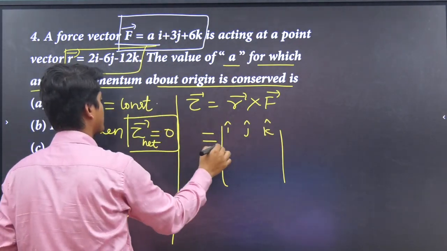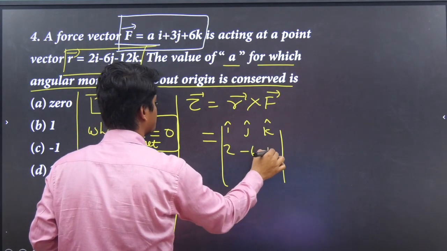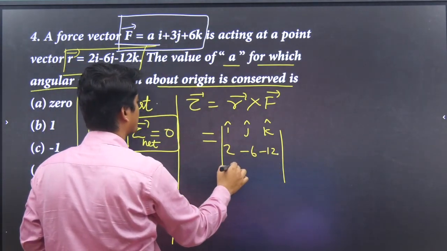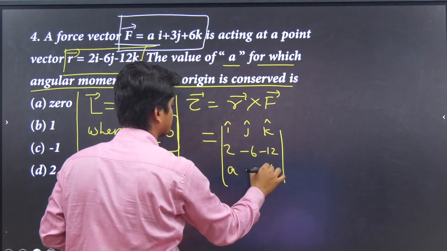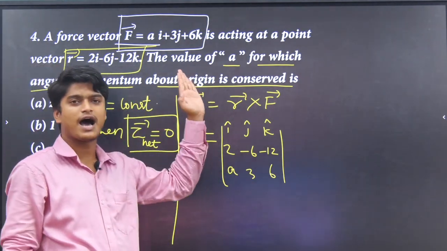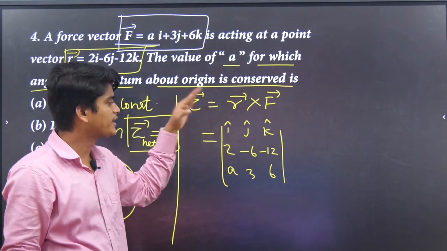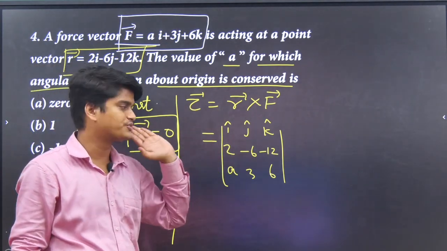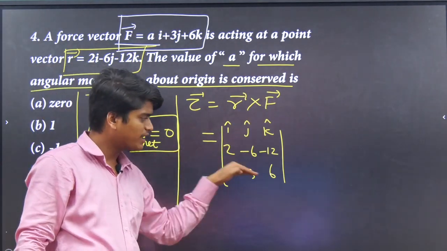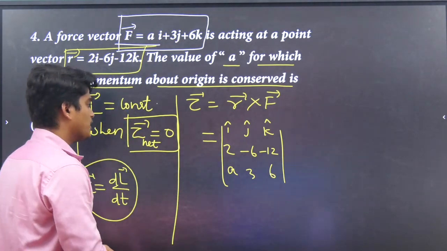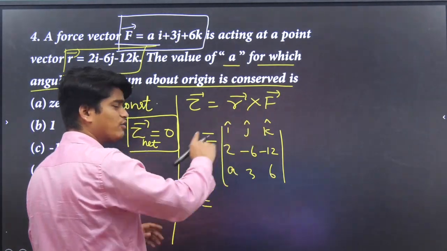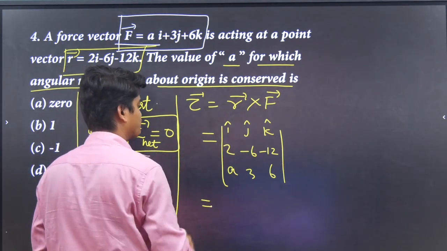What is R? R is nothing but 2, minus 6, minus 12, and F I will write as A, 3, 6. And always, if R is first, this row I have to fill with R coefficients, like I coefficient, J coefficient and K coefficients. Next F, that's why the last row is F. Now here I, J, K will always be in the first row.